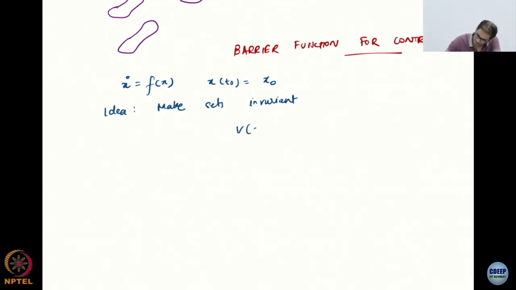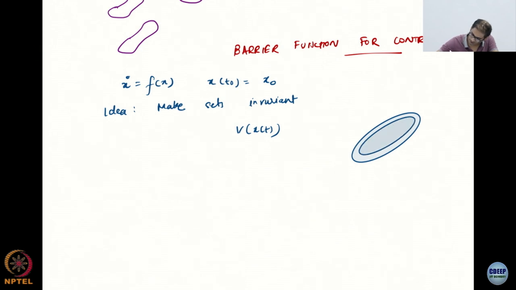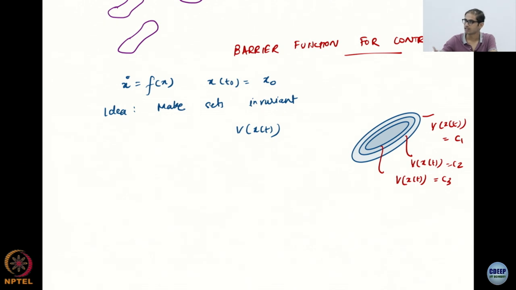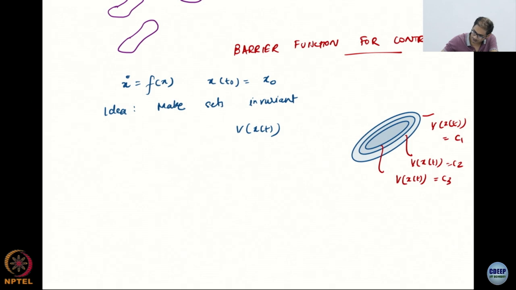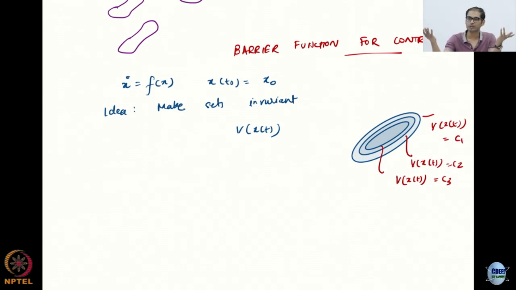Suppose I take again some V of x of t. Suppose again it has level sets of this kind. This is one level set of V, another, and so on. So this will be something like V of x t equal to say c1, V of x t equal to c2, V of x t equal to c3. I already showed you how you draw these sets, and you would expect, by virtue of the fact that V is a Lyapunov function, that c3 will be less than c2, less than c1, because it's inside.